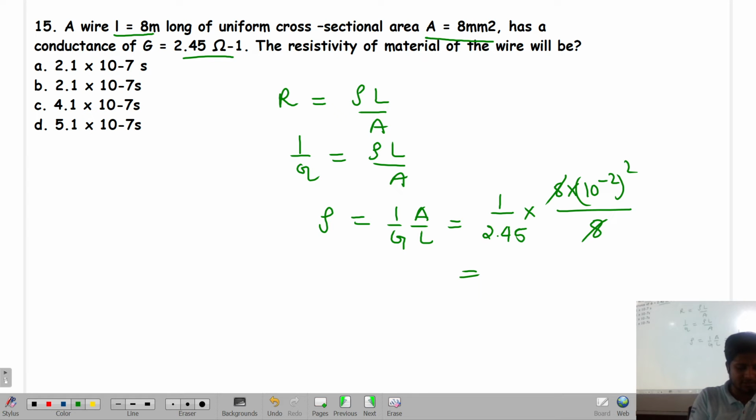So what should be the answer? Anyone calculated? The answer is C, 4.1 into 10 to the power of minus 7 seconds. Just one concept: resistance is equal to 1 by conductance. If you solve 1 by 2.45, it will give you 4.1 into 10 to the power of minus 7. Yes or no? Okay. Can I move ahead?